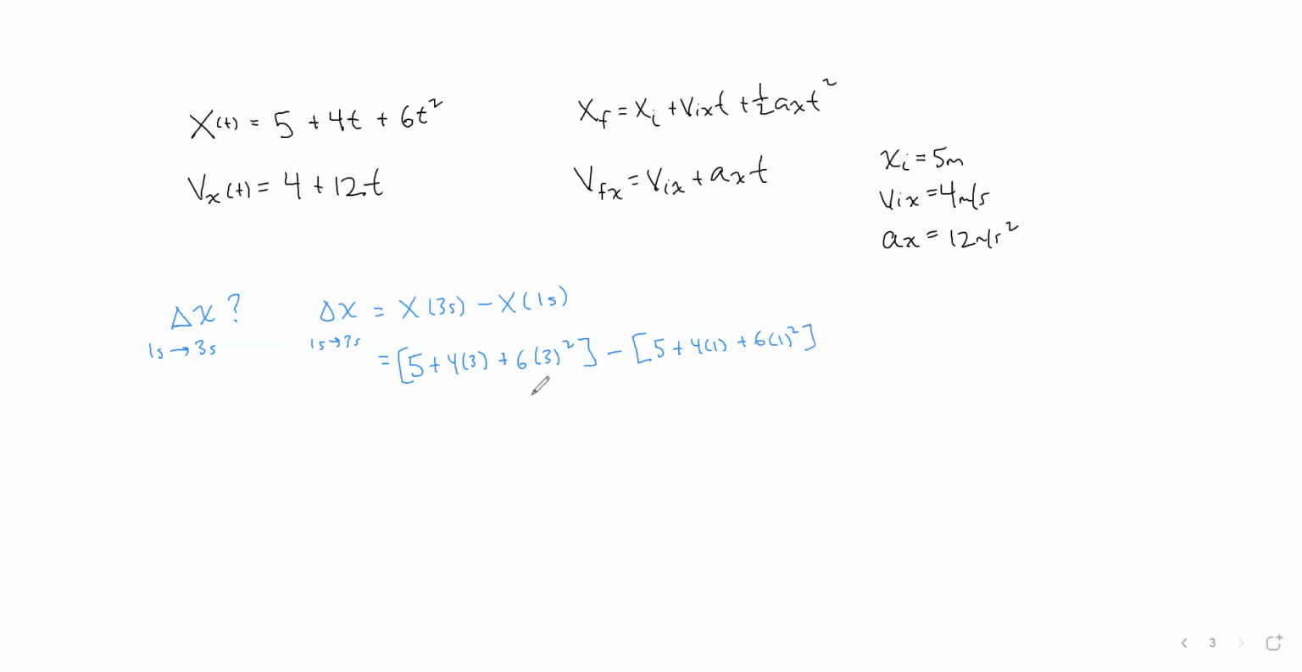All right. So this is the displacement between 1 second and 3 seconds. This is going to seem strange. I'm not going to simplify this all the way. But I am going to note that I have a 5 in the first set of brackets, and then I subtract a 5 in the second set of brackets. So that constant term of 5 goes away, and I end up with 4 times 3 plus 6 times 3 squared. I'm going to bracket that, minus 4 times 1 plus 6 times 1 squared. I'm going to bracket that.